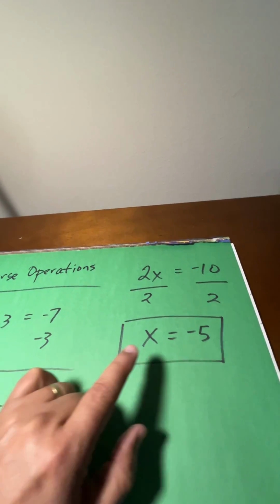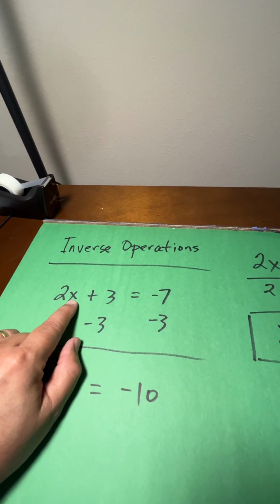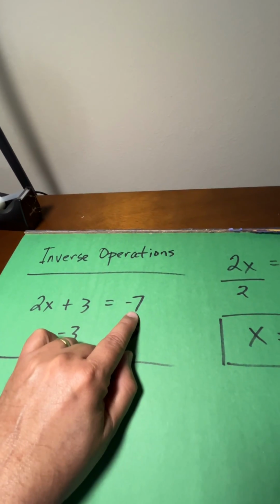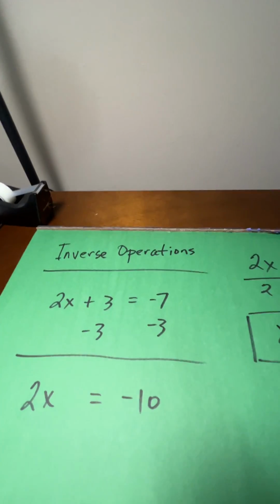So x equals -5. So if you take this -5 and you put it in here, 2 times -5 is -10, plus 3 is -7. So this answer checks out. This is called the inverse order of operations.